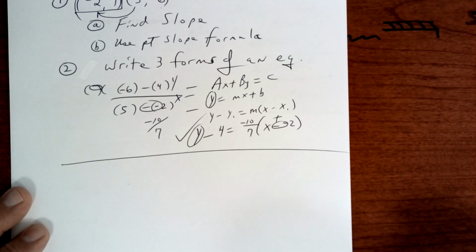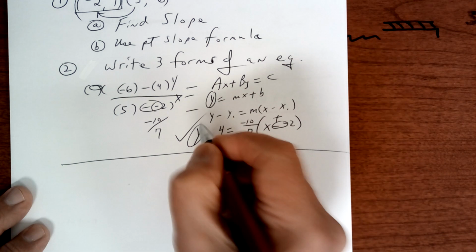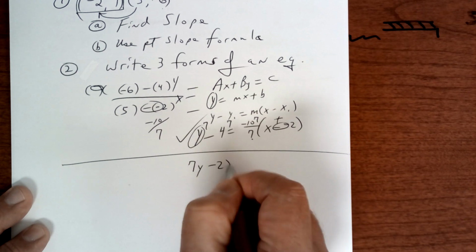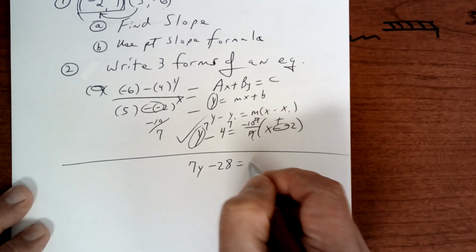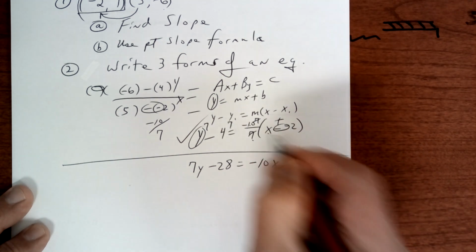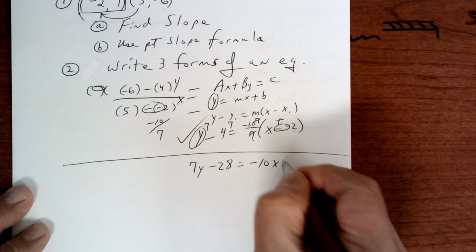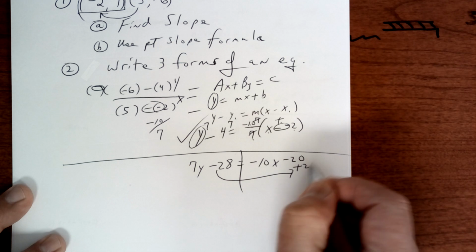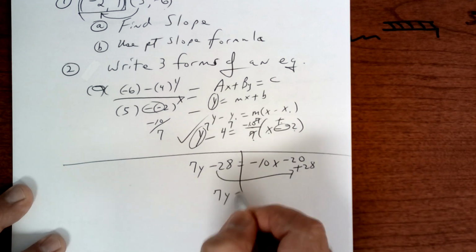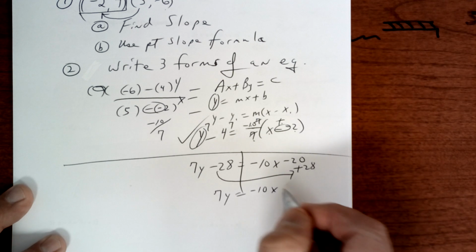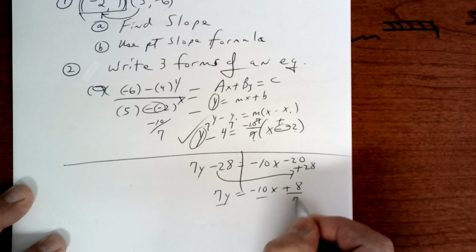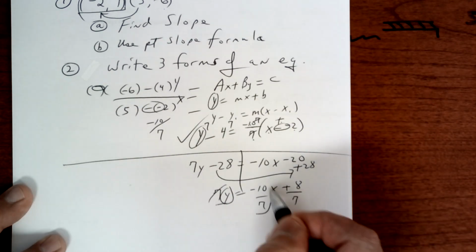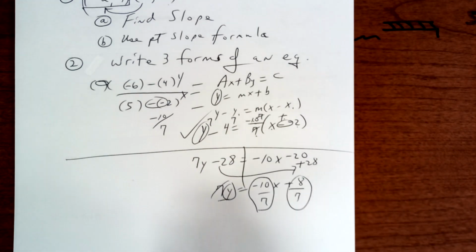To solve this for y, I would get rid of the 7, so I would multiply everything by 7. So I get 7y minus 28 equals, here the 7's cancel, I get -10 times x is -10x, and -10 times a +2 is a -20. At this point, I'm going to move the 28 over here, that becomes a +28, so I'm going to get 7y equals -10x plus 8. Now I'm going to divide by 7 and I'm done. So y equals this. This is your slope. This is your y-intercept. And we're going to be doing that today on today's worksheet.